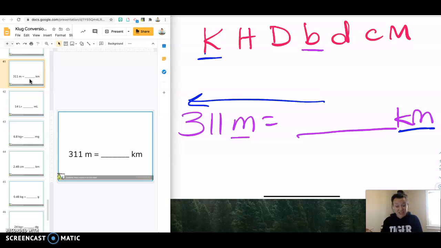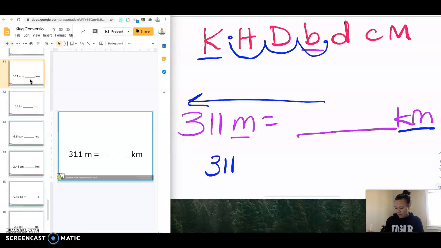If you're doing the decimal method, then your decimal should be moving towards the left. You shouldn't be moving it towards the right. So I'm going to take my decimal and move it 1, 2, 3 places. In my number 311, I don't see a decimal, but I know there is technically a decimal right there at the end. So I can move it 1, 2, 3 to the left.